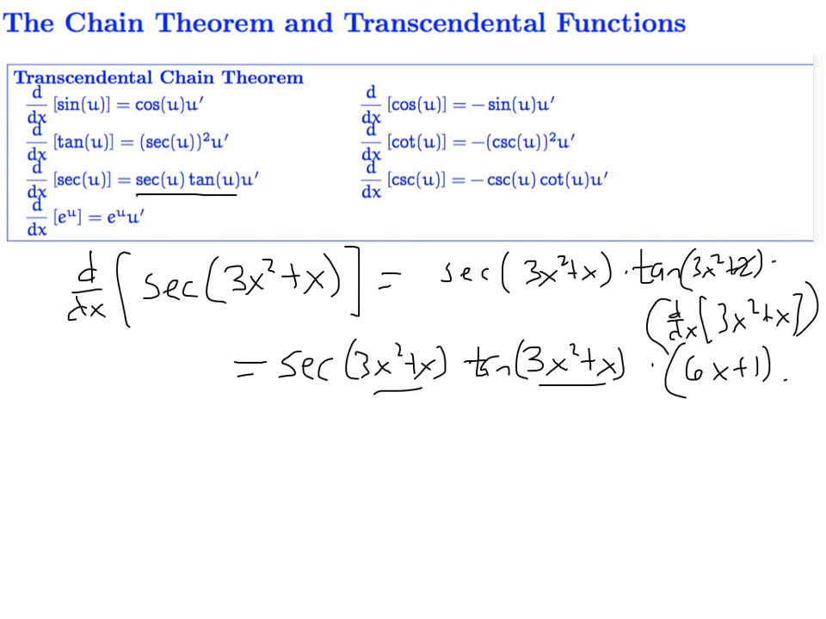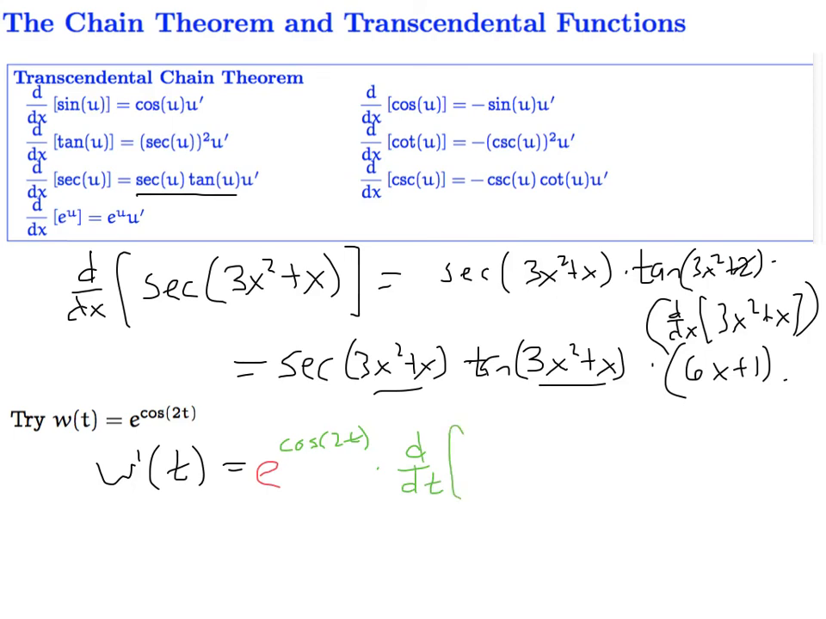Let's do a couple more examples. Let's look at this function, w of t equals e to the cosine of 2t. Well, when I want to compute the derivative of this, I need to compute the derivative of my outside function. The derivative of e to the something is just e to the something times the derivative of that something. That's what this rule says. So here we have e raised to the cosine of 2t, and then we need to multiply by the derivative of that something, the cosine of 2t.